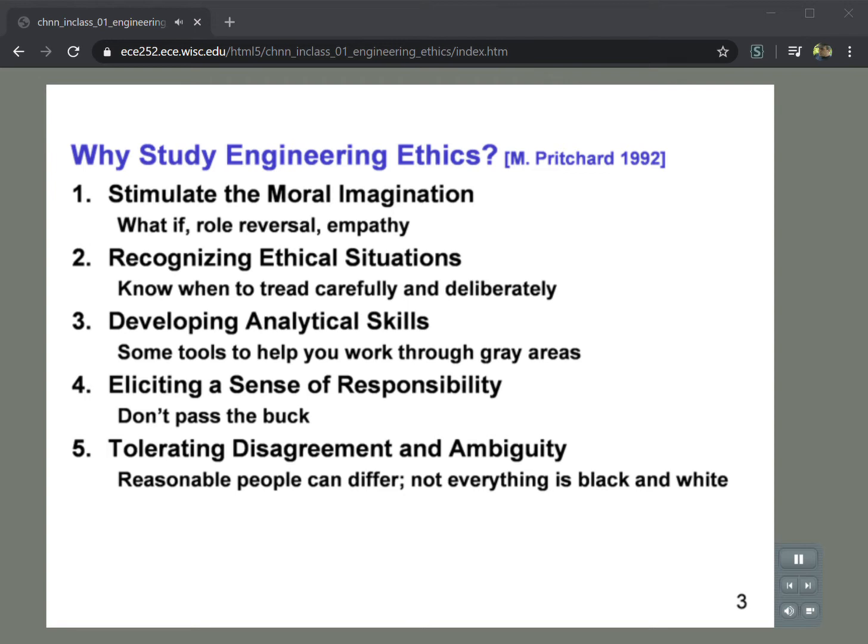And finally, just studying this issue and understanding that there are many different perspectives that people can have will help you develop a tolerance for disagreement and ambiguity. Not everything is black and white. There are topics and areas in which reasonable people can differ, and spending a little bit of time thinking about this and understanding this whole problem will make you feel more comfortable with that idea. Because sometimes people just don't feel comfortable with the idea that the opposing viewpoint on a particular topic can actually be reasonable.